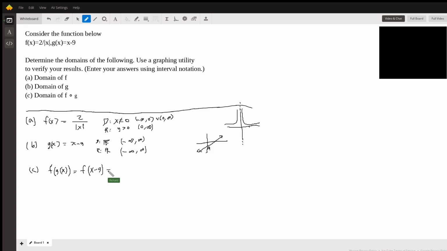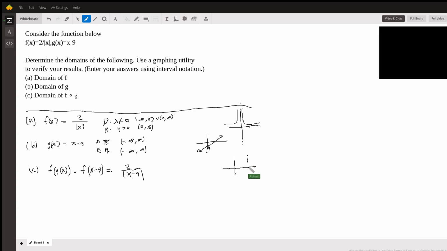And so now we apply the f rule. The f rule says whatever you give me, x is what you're giving me, I'm going to divide 2 by it and take the absolute value. So it's going to be 2 over absolute x minus 9. Now if you compare this function with the function in part A, you can see that this is a horizontal shift to the right by 9.